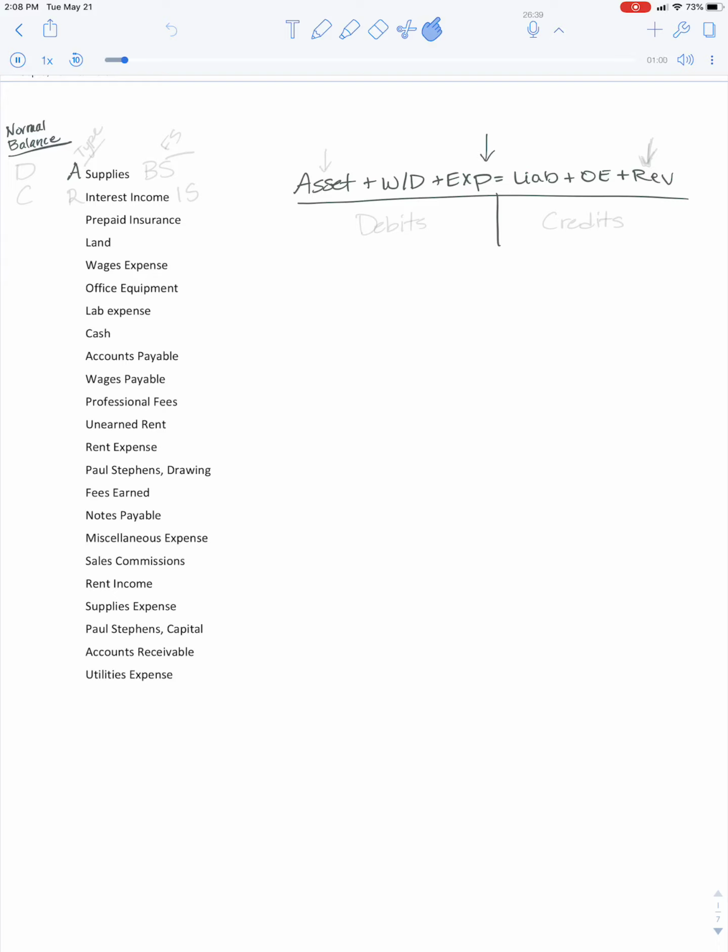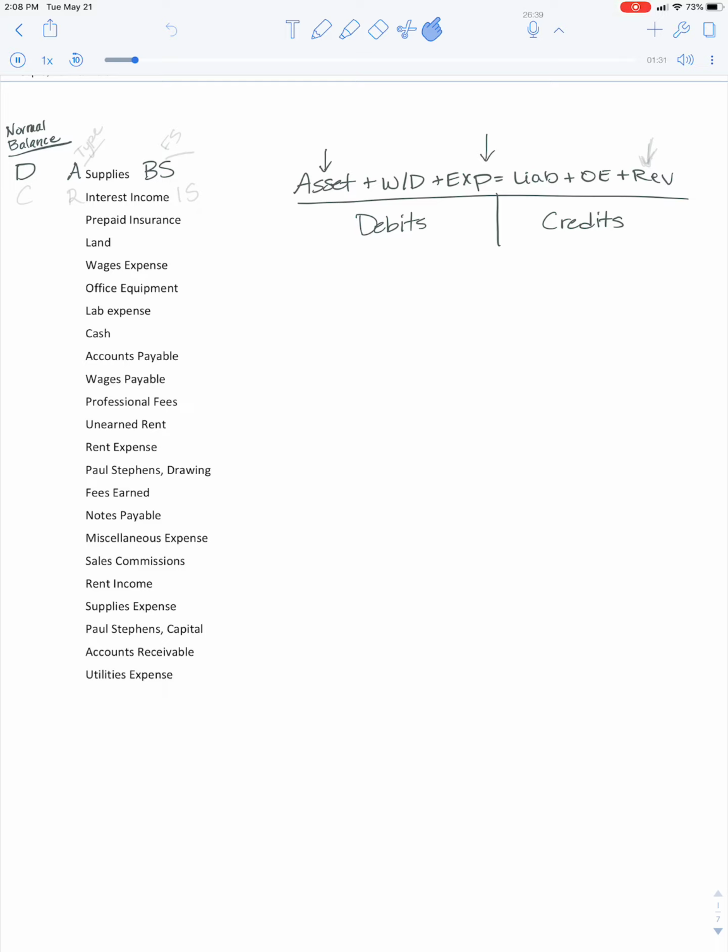Since assets are on the balance sheet, you would say, well, supplies will show up on the balance sheet, and you'd say BS for that. And because supplies are an asset, which is right here, on the left side of the accounting equation, the left side are the debits, and the right side are the credits. Debits on the left, credits on the right. Your assets are normally a debit. So you would say your supplies would hold a normal debit balance.